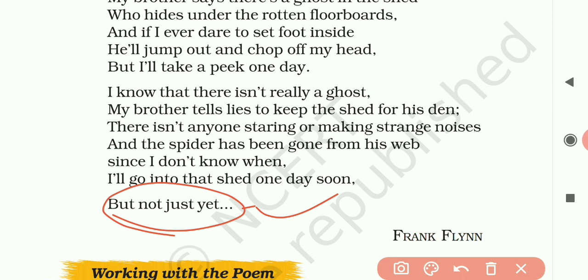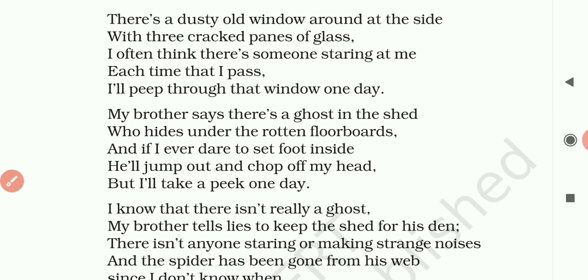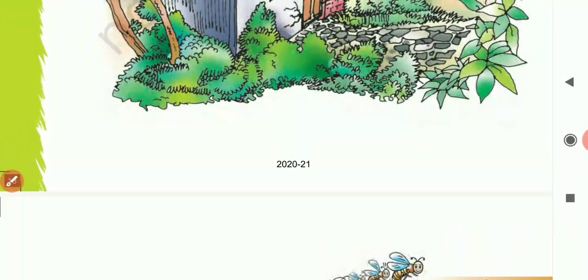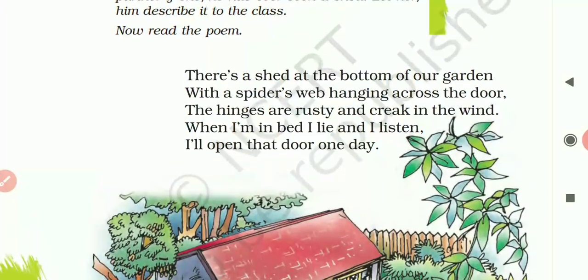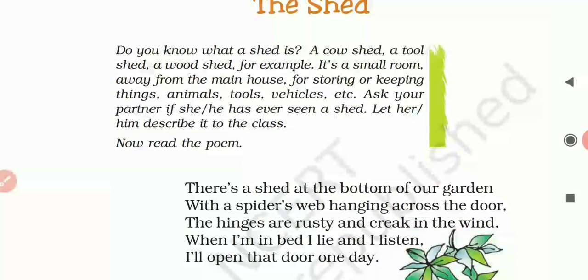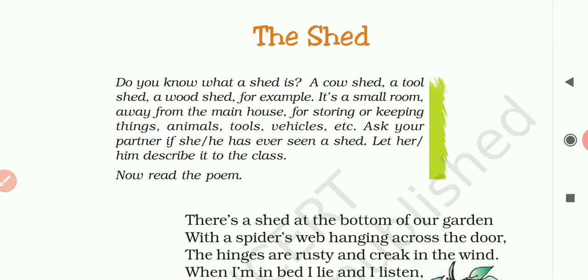So this beautiful mysterious poem has been written by Frank Flynn. Okay, I hope I have been able to explain it to you in very simple English, right? Now what you have to do, my dear children, do three things here.